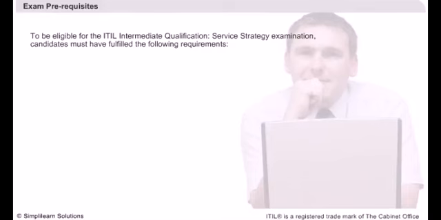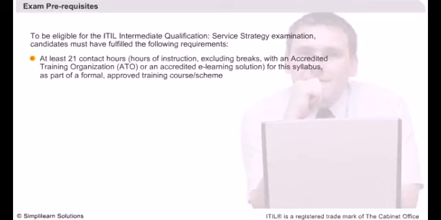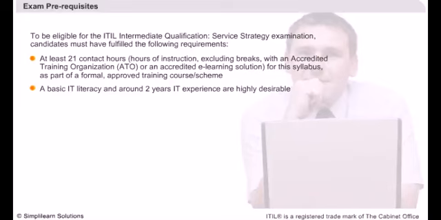To be eligible for the ITIL Intermediate Qualification Service Strategy Examination, candidates must have fulfilled the following requirements: at least 21 contact hours of instruction, excluding breaks, with an accredited training organization, ATO, or an accredited e-learning solution for this syllabus as part of a formal, approved training course scheme.